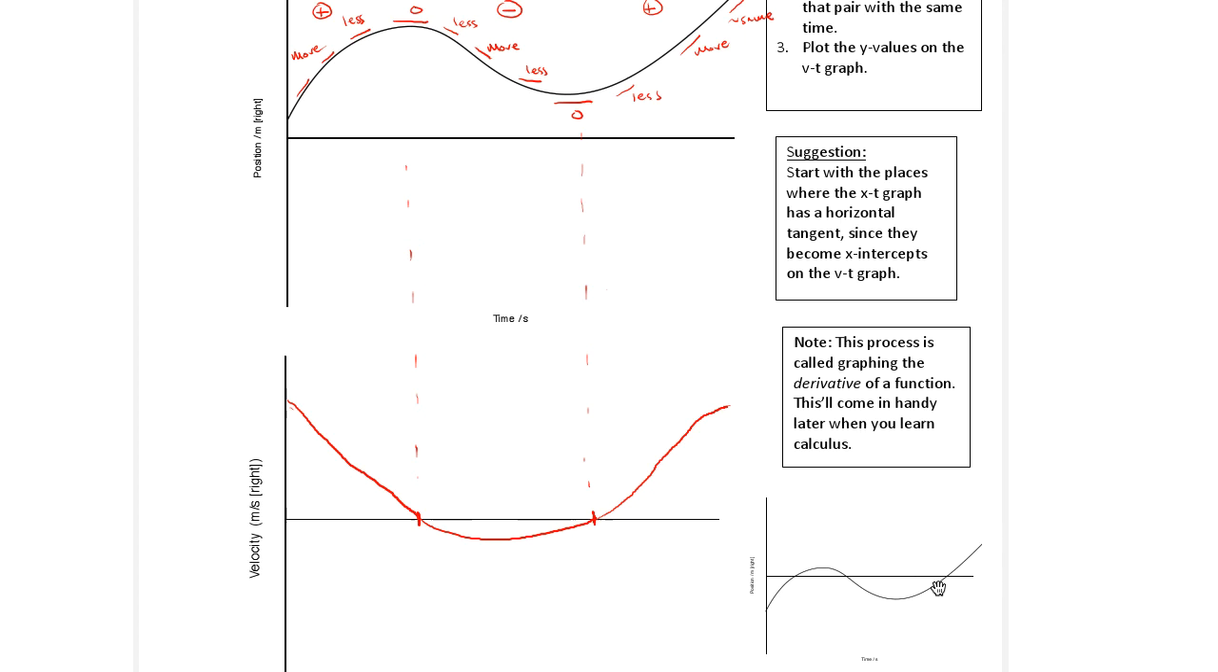If the slopes are all the same for this position time graph, then its velocity time graph would be the same as well. In other words, both this position time graph and this position time graph would have the same velocity time graph. Only the slopes on the position time graph matter. Okay, so that's an introduction to graphing velocity time graphs when you're given a position time graph.